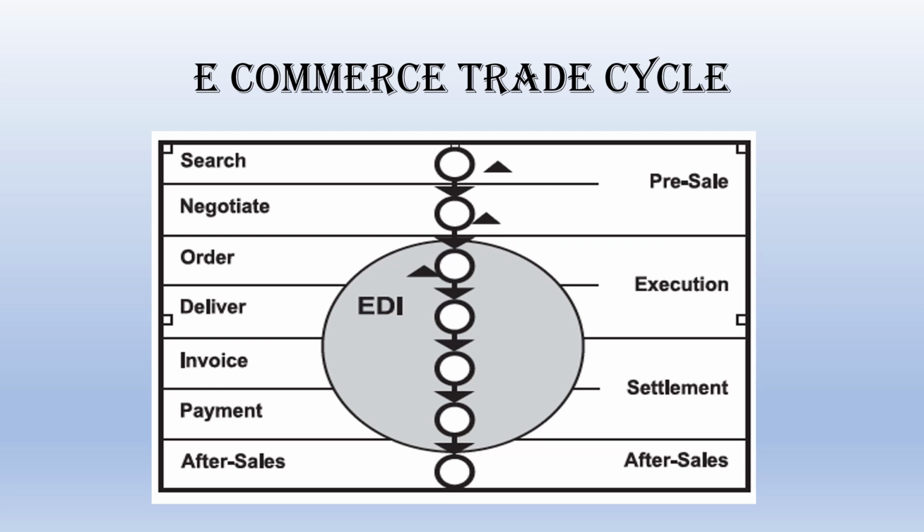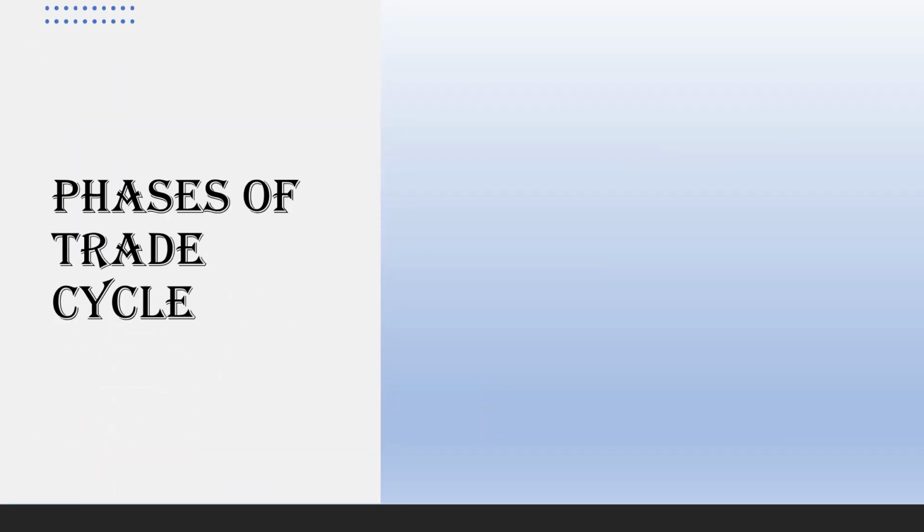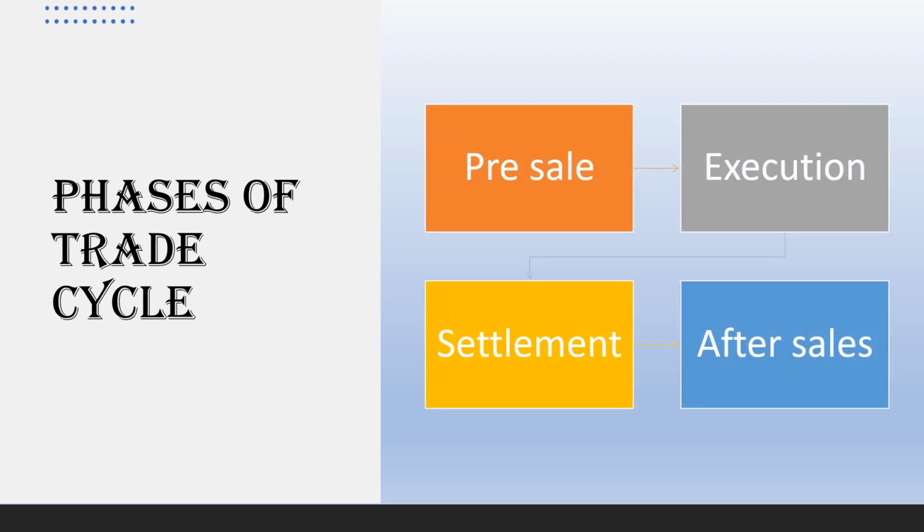So these are the phases of the e-commerce trade cycle: pre-sale, execution, settlement, and after sale. In the pre-sale, we have two steps: search and negotiate. In the execution, there are two steps: order and delivery. In the settlement, invoice and payment, and in after sale, warranty and services.